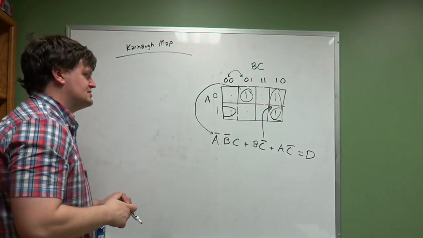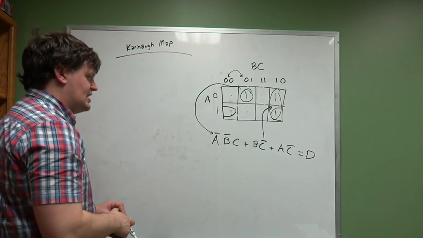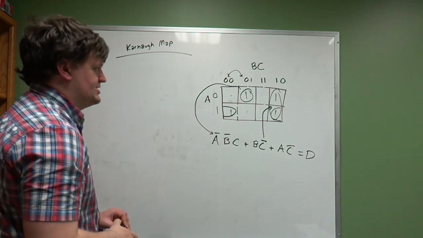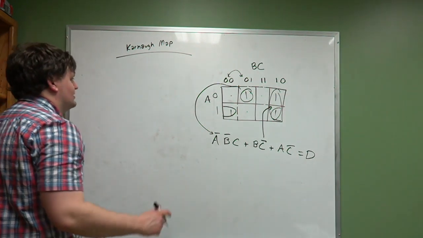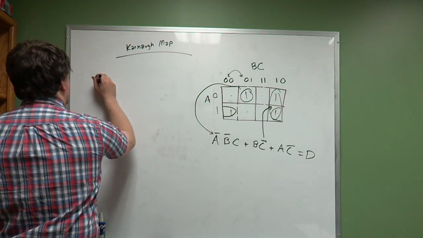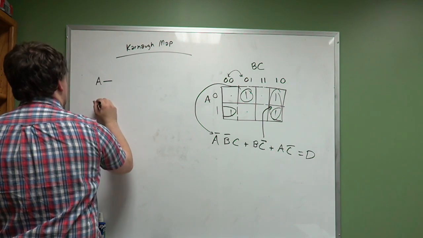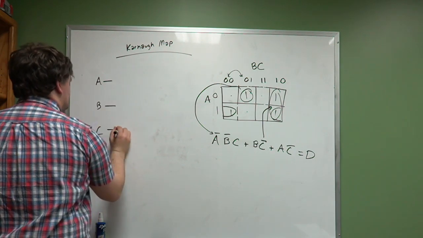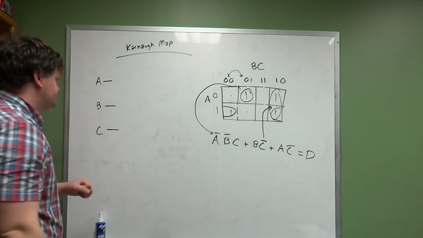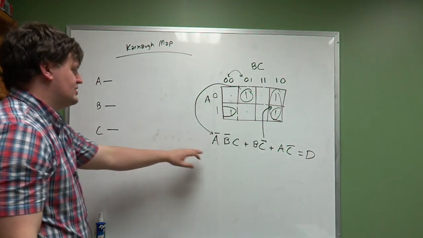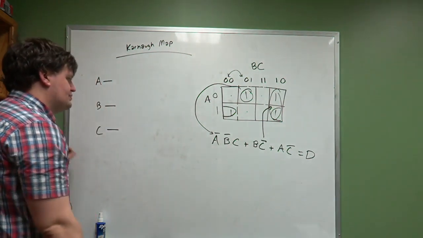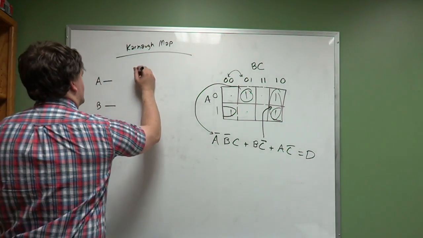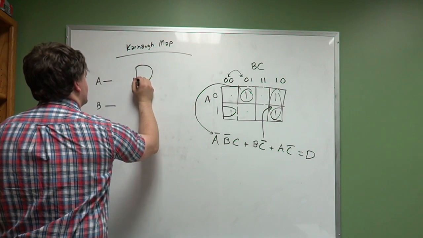A naught, B naught, C plus B, C naught plus A, C naught equals D. Okay, so we've got our A, B, C inputs. We've got one AND gate here that is A naught, B naught, C. So I'm going to create an AND gate here.